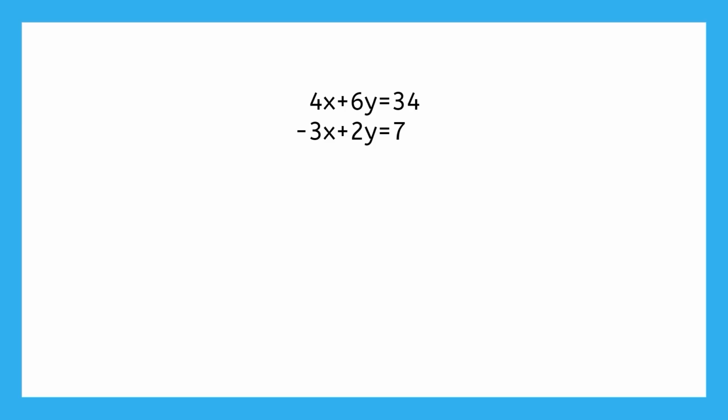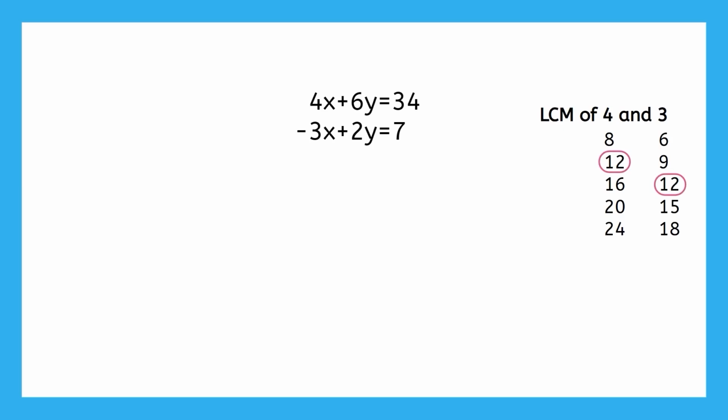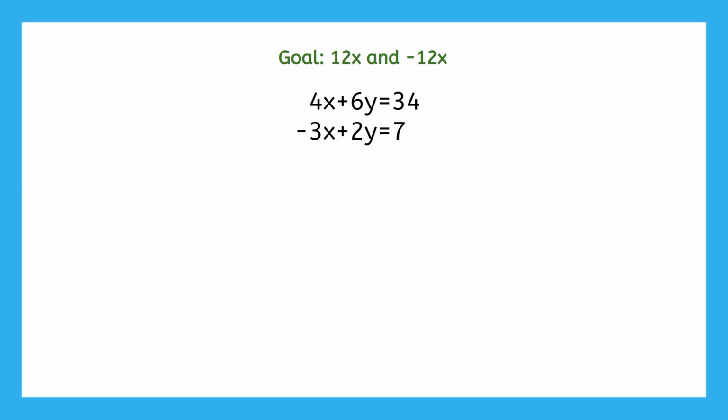Okay, so multiplying the bottom equation to turn negative 3x into negative 4x, not a great plan. But what if I multiply both equations? Then I can use the least common multiple, or LCM, of the coefficients to find one that they can have in common. What is the least common multiple of 4 and 3? If you're ever not sure, you can make a list of their multiples to find the first one they have in common. In this case, it's 12. So my goal is to turn one of my x terms into 12x, the other into negative 12x, so that when I add them, they will eliminate.